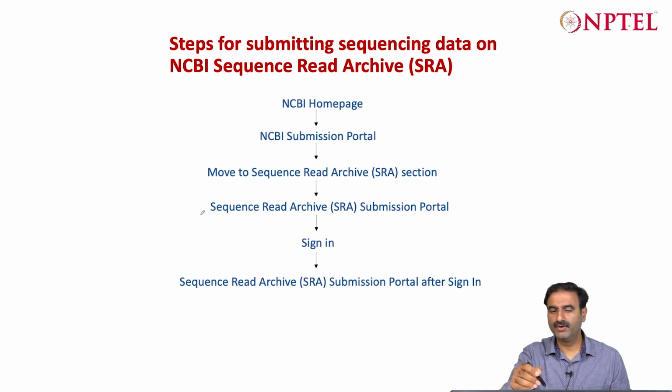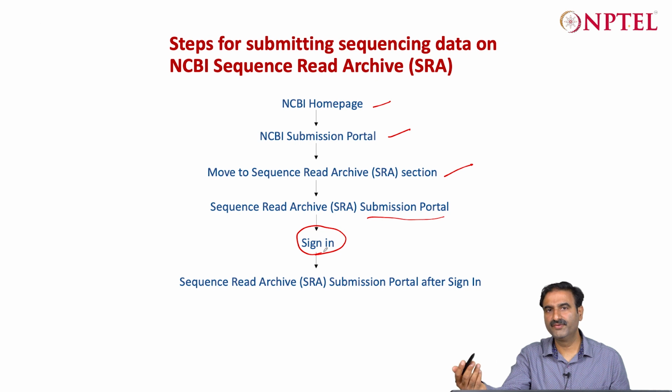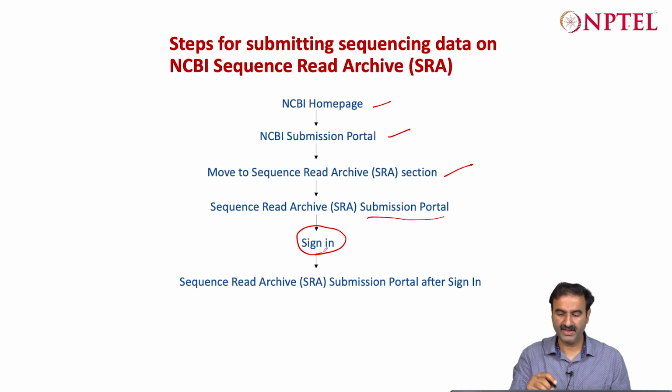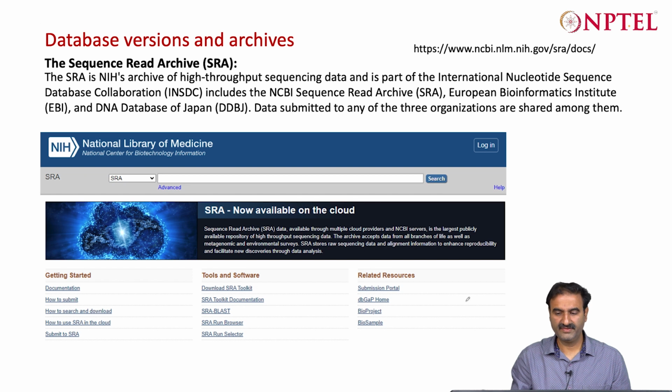So basically go to the NCBI homepage, submission portal, go to the SRA section, and then you have to sign in. You can make your own login for NCBI, or you can also use an ORCID ID or other IDs which are allowed by NCBI for signing into the NCBI database. So you will sign in for uploading the data. This is the SRA database. You will log in here, and then start the upload.